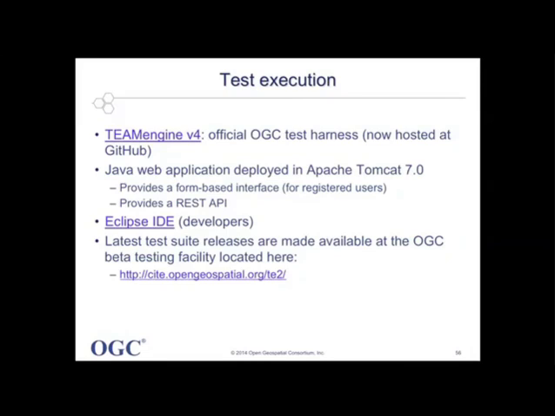Now, there are actually a few ways available to execute the test suite. There are links here in the document, so feel free to follow these to obtain some of the further details and learn more about how to actually execute the test suite. The official OGC test harness is TEAM Engine, now at version 4. The test suite is running in that now, and this is available at the OGC beta testing facility. It's also possible to run the test suite in the Eclipse integrated development environment, and very often reference implementers and test developers will use this. And the latest test suite releases are also made available by the OGC, as noted here.